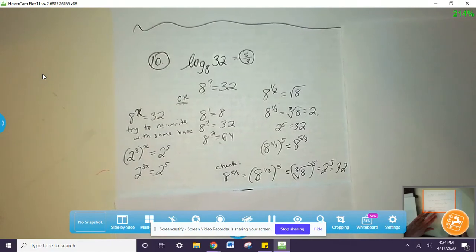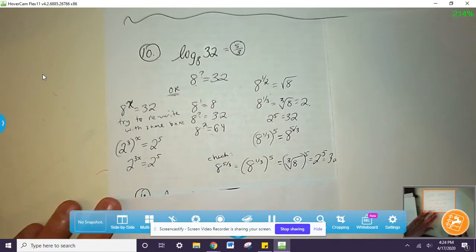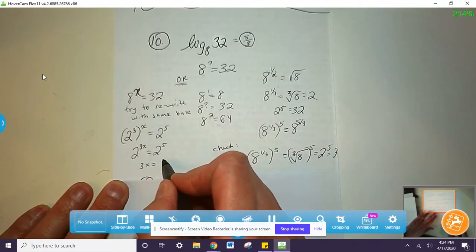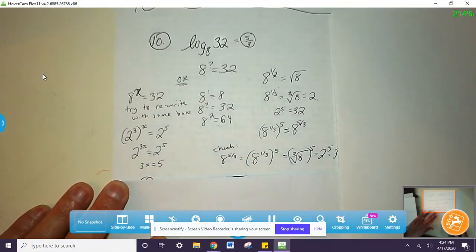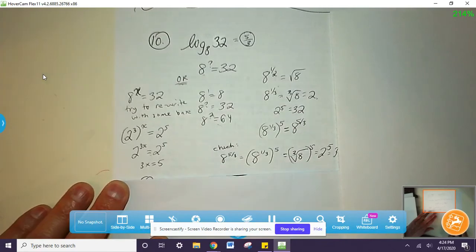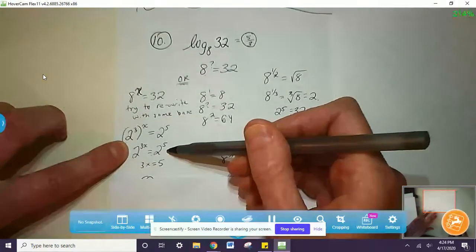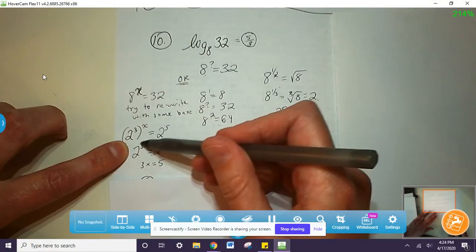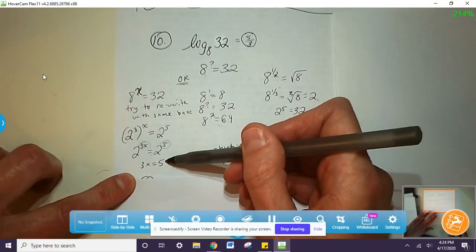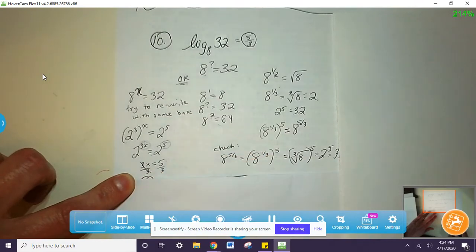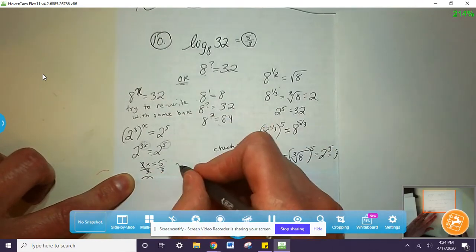The only way 2 to the 3x is going to be equal to 2 to the fifth is if the exponents are equal. So I'm not dividing by 2, I'm just getting rid of the 2. The only way that this and this are equal to each other is if the exponents are equal. So I'm just equating 3x and 5. And if we solve this by dividing both sides by 3, you'll see that we get 5/3.